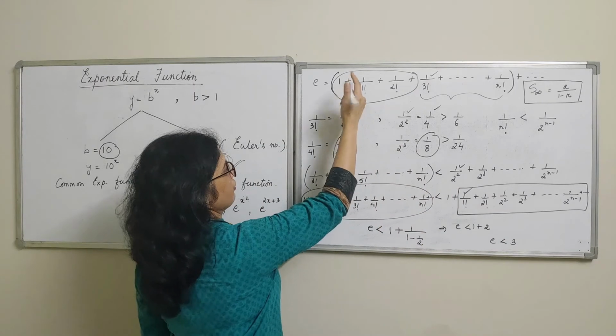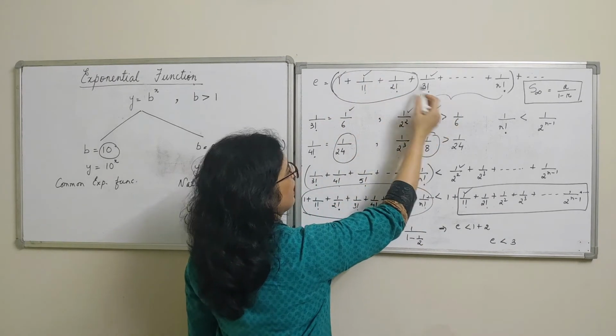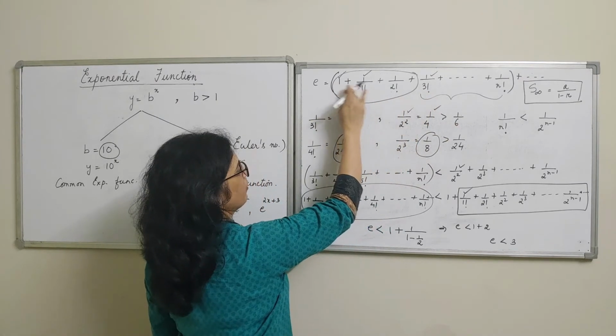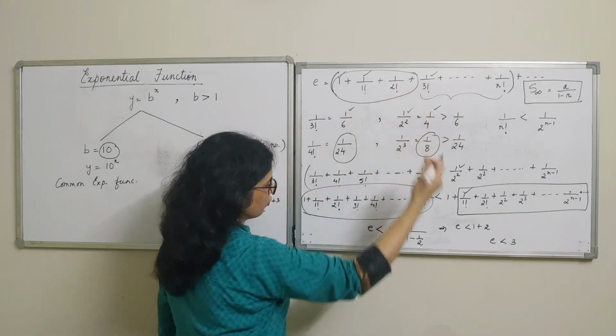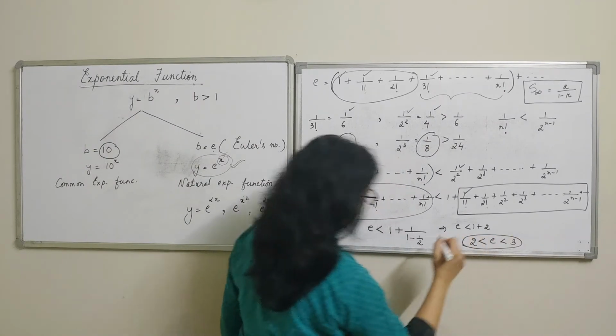Look into this expression. The first term is 1, next term is 1, and all the other terms are greater than 0. So that means it is 1 plus 1, 2 plus something. So we get to know that e is greater than 2 and less than 3.